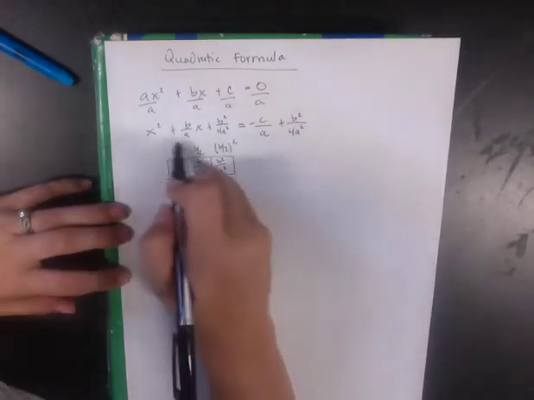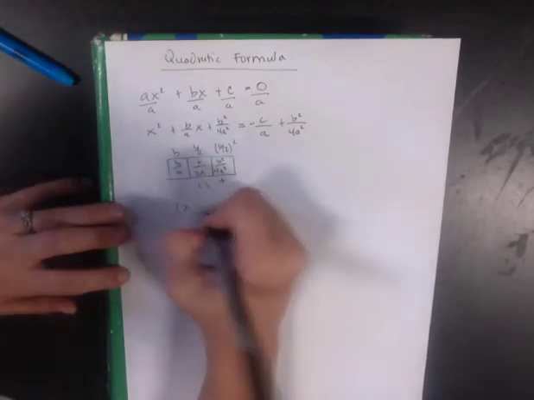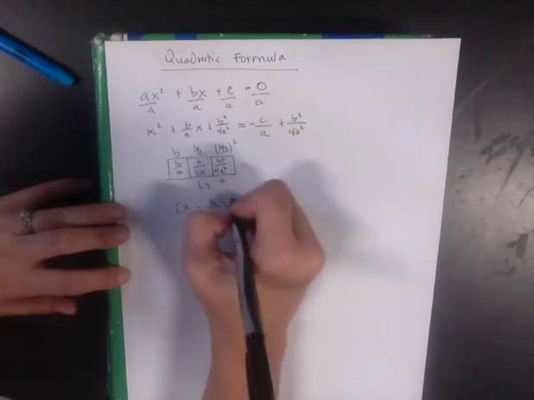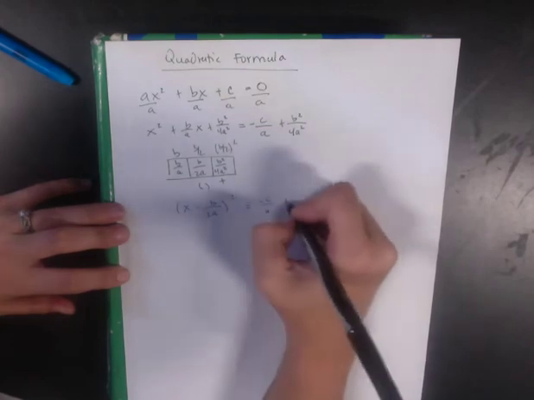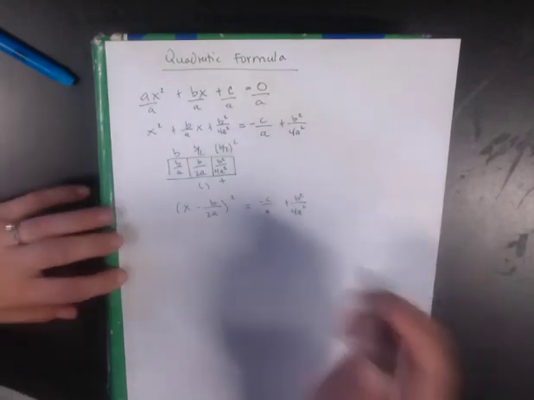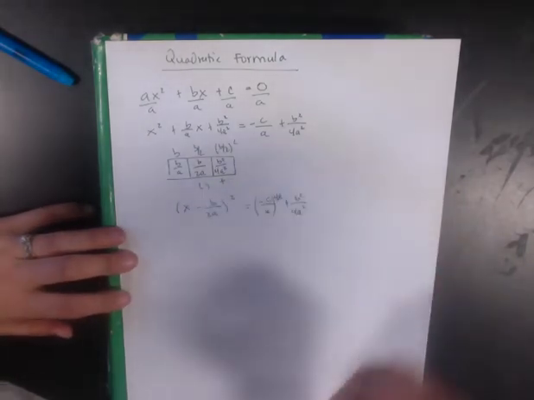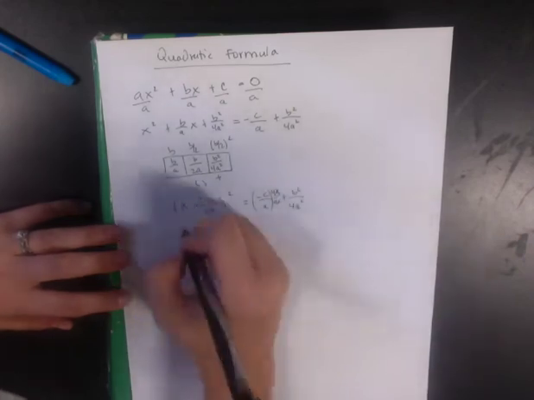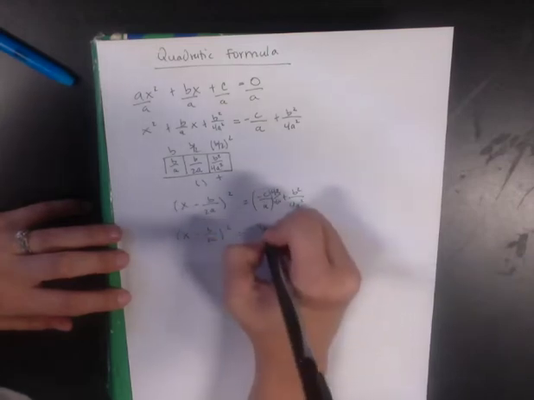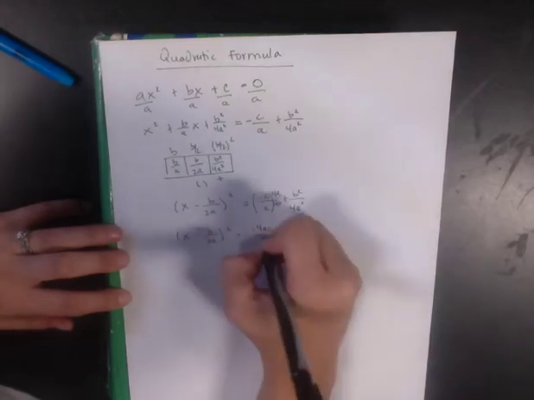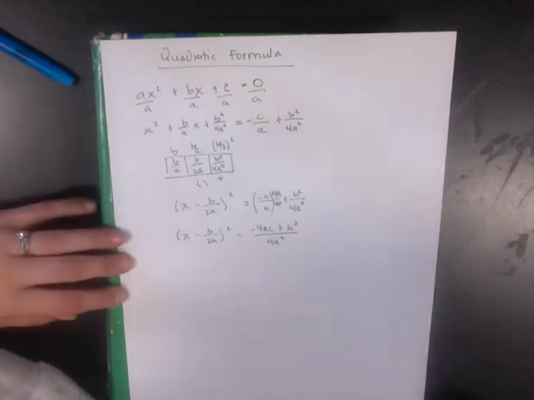Okay. Now on the left here, I have a factorable expression, and I factor it just like we normally do into x minus b over 2a squared equals, now I have minus c over a plus b squared over 4a squared. I want to combine these two into one fraction. So this term I have to multiply by 4a over 4a. So I'll have x minus b over 2a squared equals minus 4ac plus b squared all over 4a squared. You can see where we're headed.